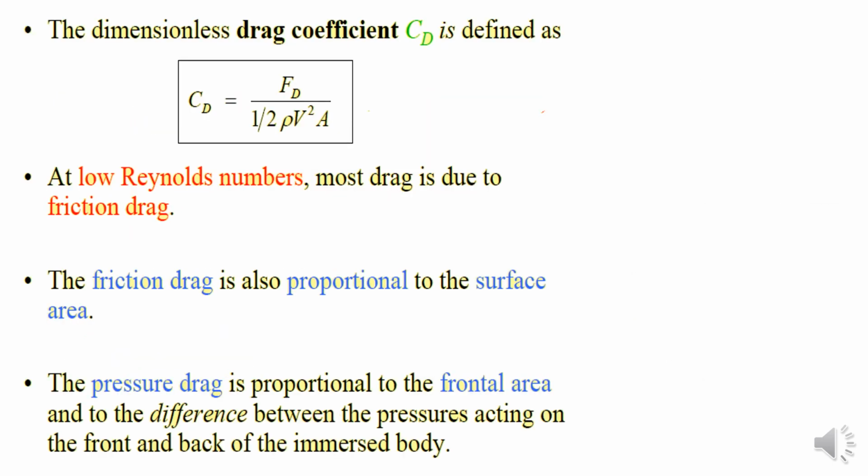The dimensionless drag coefficient CD is defined as CD equal to FD divided by 1/2 rho V squared times area. At low Reynolds number, most drag is due to friction drag. The friction drag is also proportional to the surface area. As you can see in the equation of CD, FD is directly proportional to the surface area. The pressure drag is proportional to the frontal area and to the difference between the pressure acting on the front and back of the immersed body.